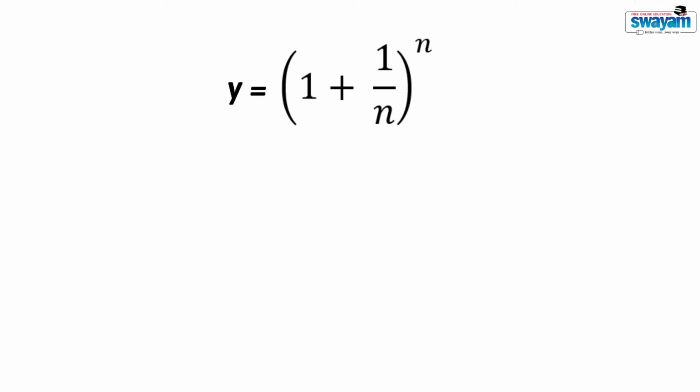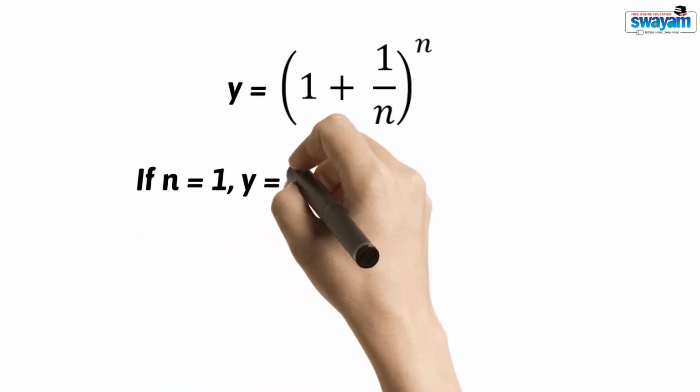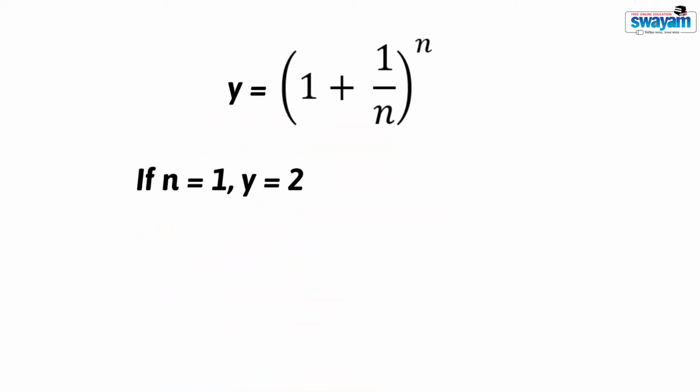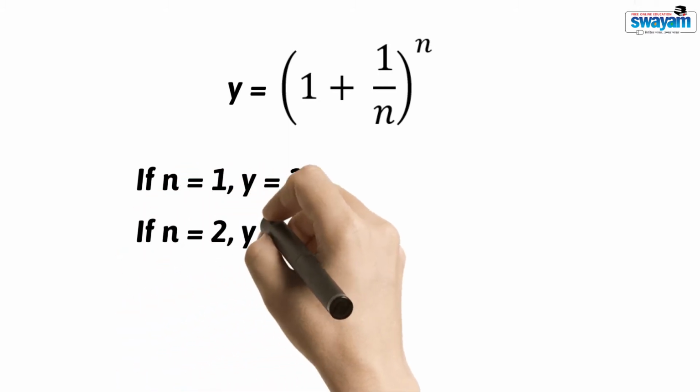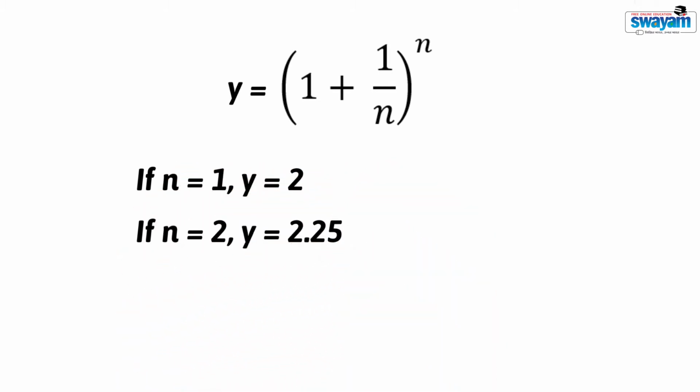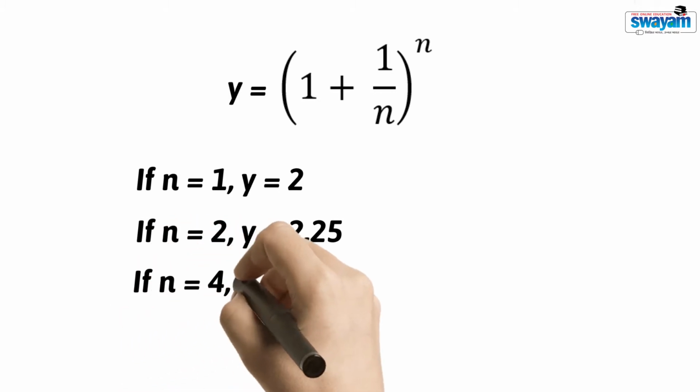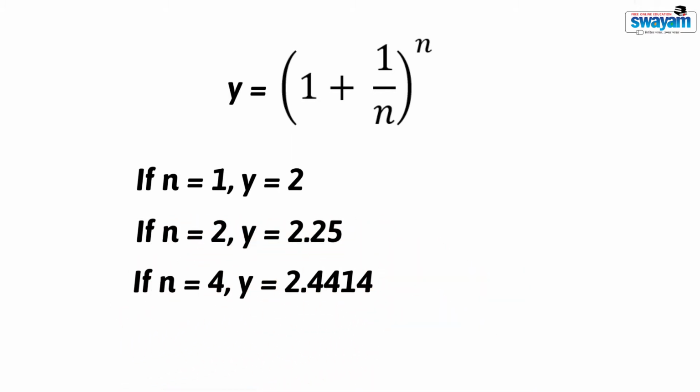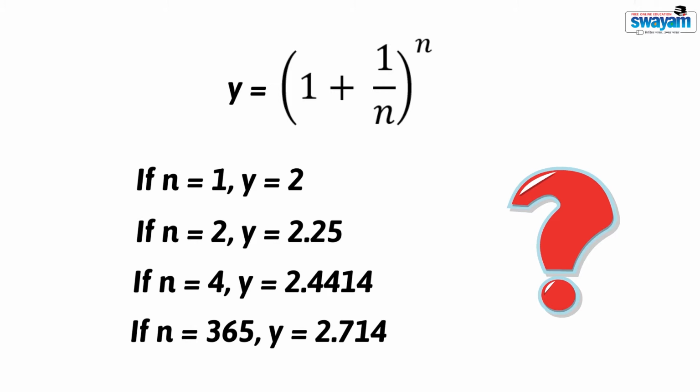Let the value of 1 rupee be y. Therefore, putting different values for n, we get different values for y. If n is equal to 1, y is equal to 2. If n is equal to 2, y is equal to 2.25 and so on. You can see that as n increases, y also increases. Does this mean that y will keep on increasing?